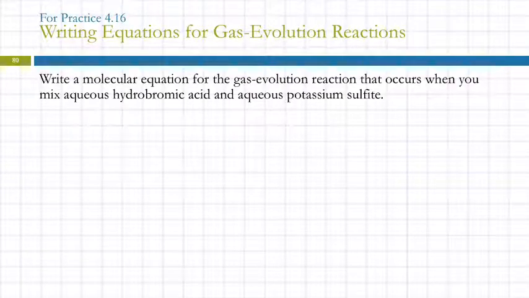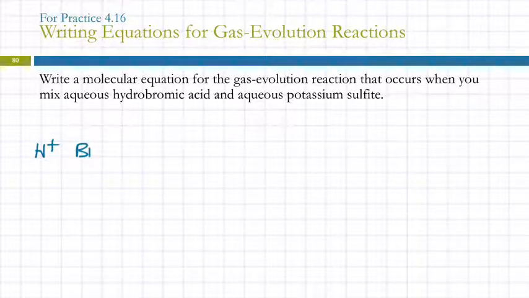Write a molecular equation for the gas evolution reaction that occurs when you mix aqueous hydrobromic acid and aqueous potassium sulfite. What's nice about all of these reactions that we're looking at now is it's the same idea. Write the ions with their charges to help you get the formulas. Swap the partners, stick them together. That's how you get your products. Balance the equation. Same basic idea for all of these.